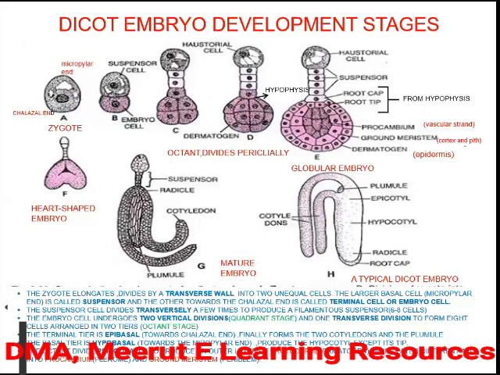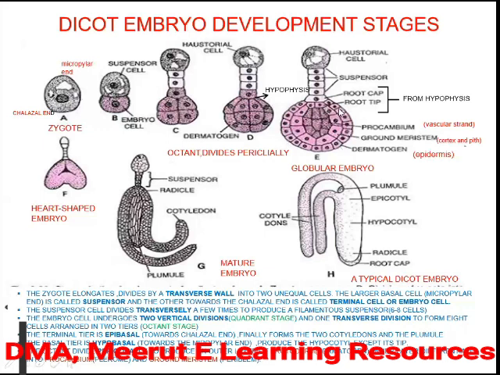hypophysis. What is the hypophysis? This is the suspensor cell, and the cell which is attached to the embryonal cell, this one, is called the hypophysis. The fate of the hypophysis is that it converts into the root tip and root cap. Got it? And here you can see this is the octant stage, which now undergoes periclinal division, parallel to the cell wall, you can say. So it divides periclinally, resulting in formation of what?